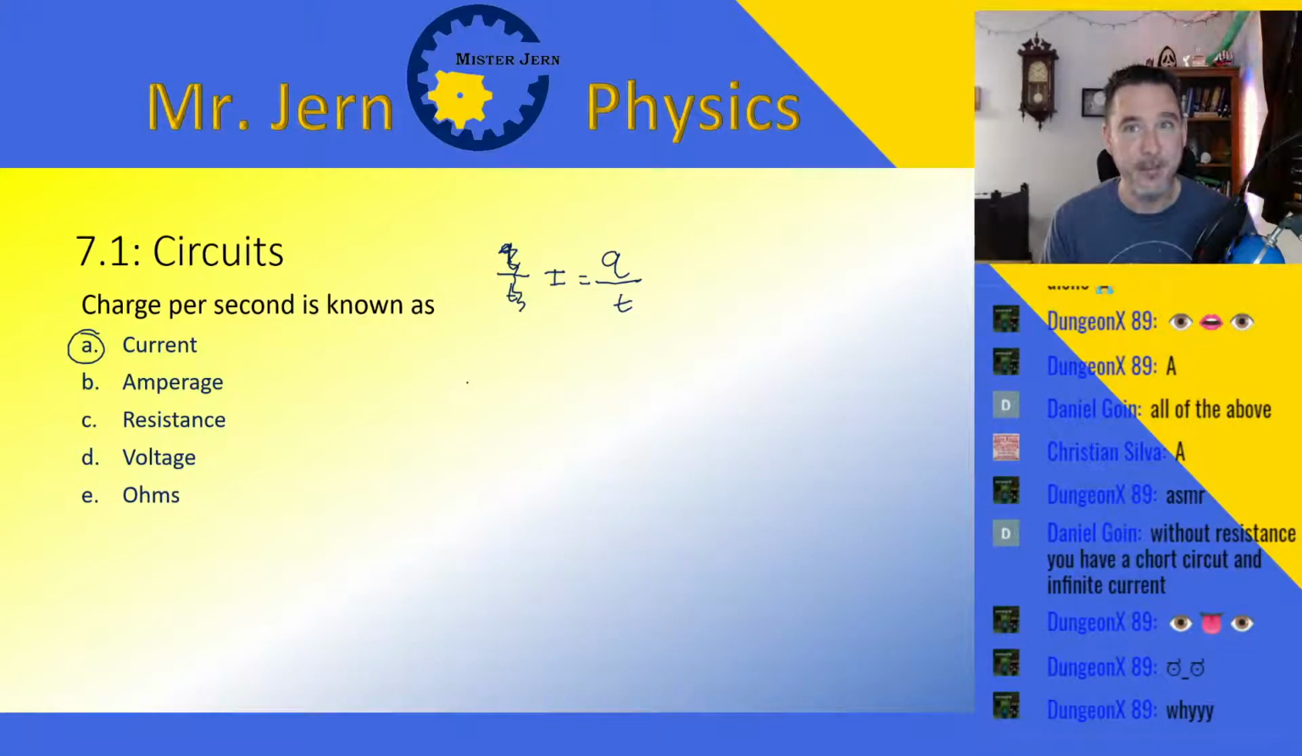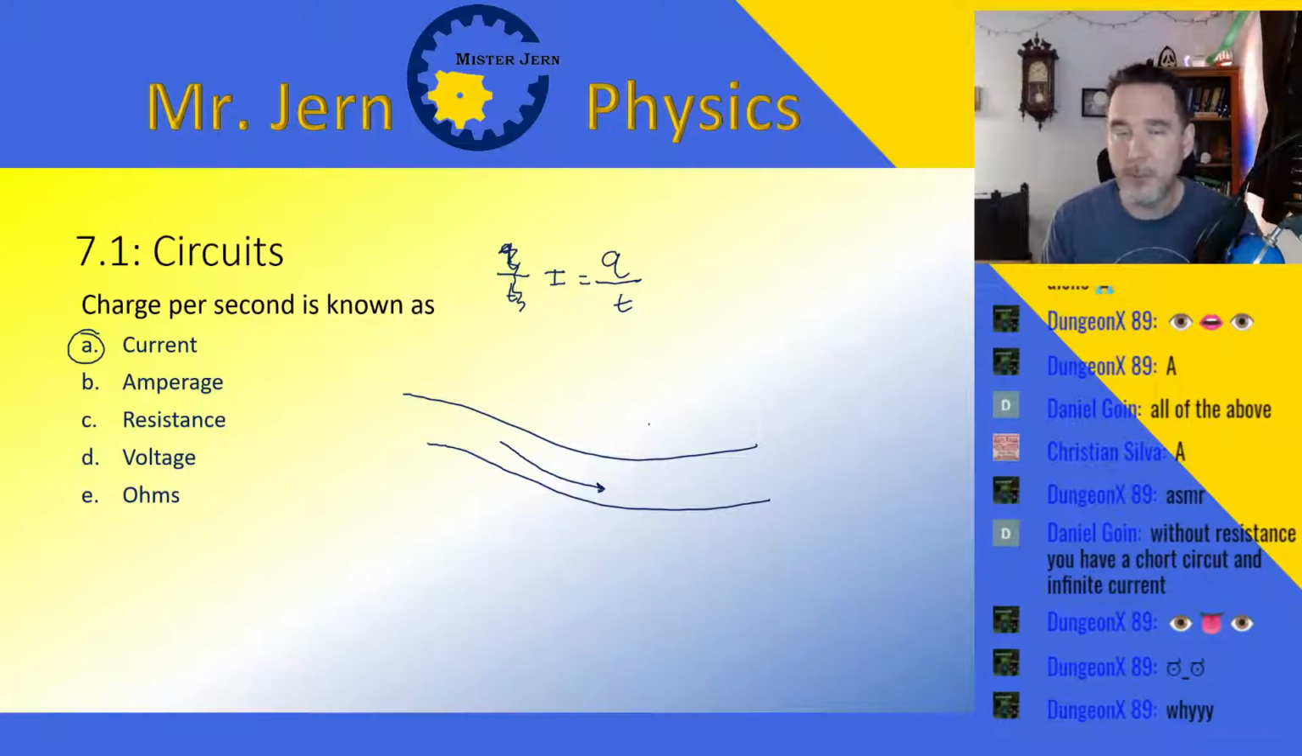It's like if you look at a river and the river is flowing by. Here's the water flowing by. How much water is flowing past? That's the current. That's the water current. How much charge per second? How much charge per second? That's current.